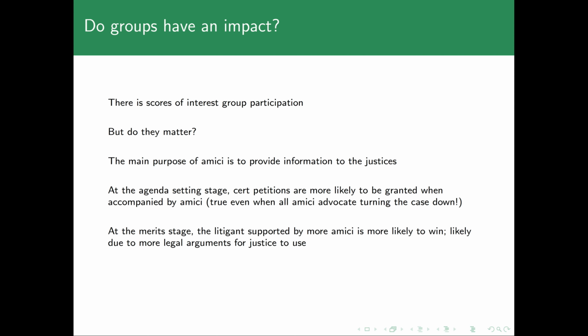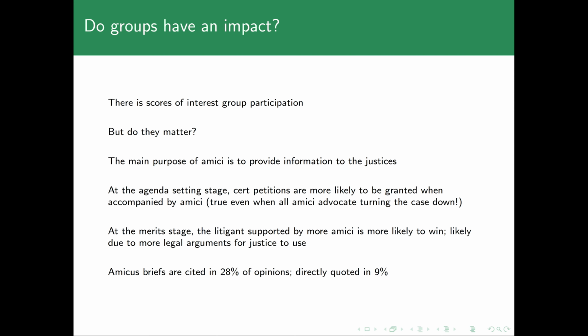At the merit stage, the litigant supported by more amici is more likely to win. One reason for this is that there are more legal arguments for the justices to use. So if the respondent has 10 supporters, and then you include the legal brief, that's 11 potential legal arguments. Whereas if the other side has only the legal brief, that's only one. The justices are more likely to find a compelling argument out of 11 potential legal arguments relative to just one, even if they already have a predisposed policy agenda.